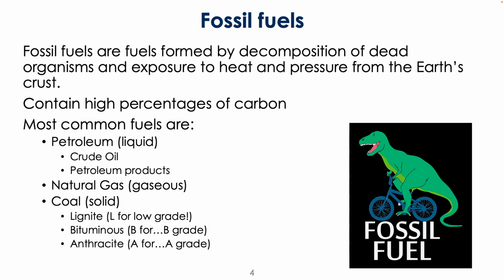And there are actually different grades of coal, and we call these lignite, bituminous, and anthracite. That is related to the chemical composition and energy density of the coal. The way that I try to remember this: lignite is the lowest quality coal. It has the lowest energy density, so we say L for low grade. Then bituminous is the middle one, B for B grade, and anthracite, A for A grade.